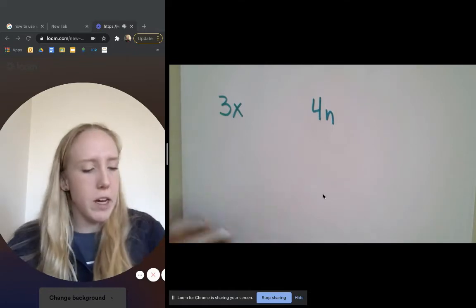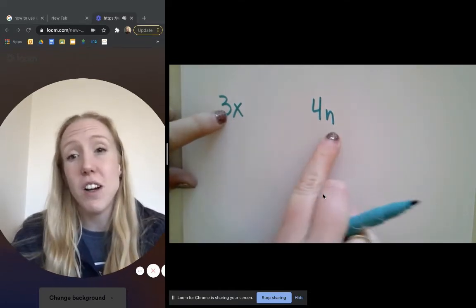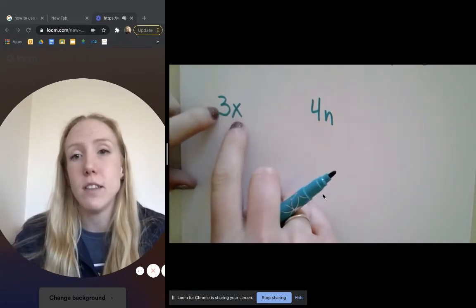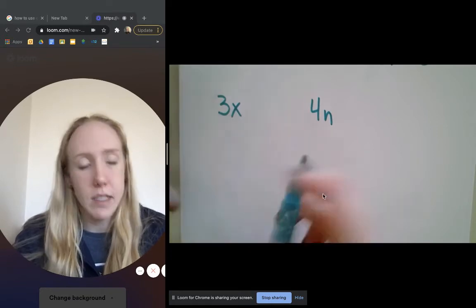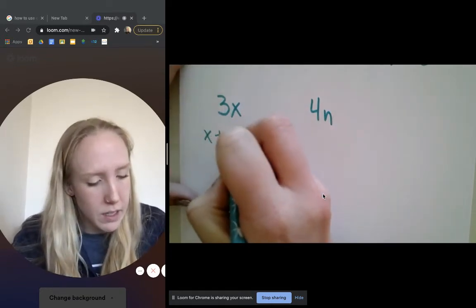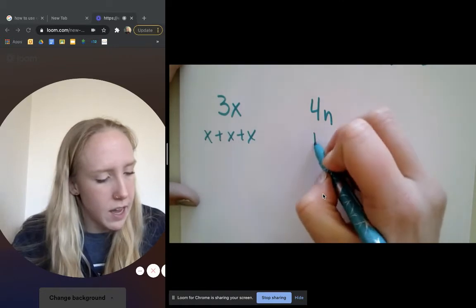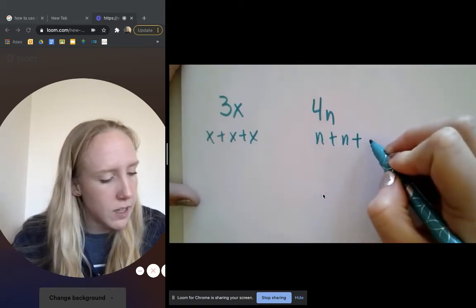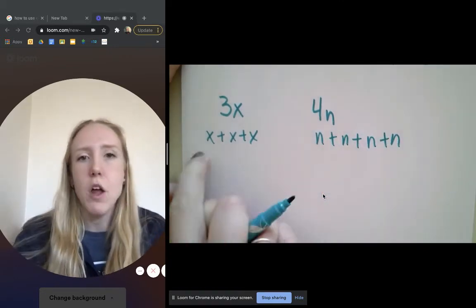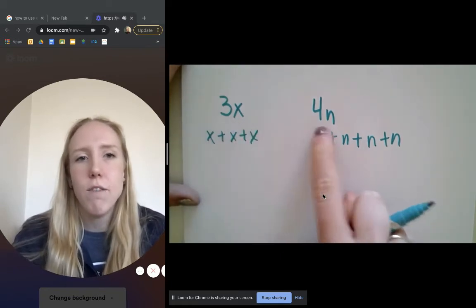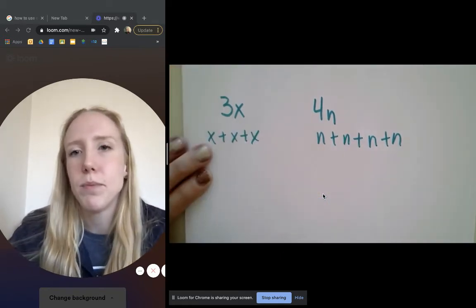Okay. So I just want to remind you that when you have two things smushed together, that is multiplication. Okay. This is saying x plus x plus x, and this is saying n plus n plus n plus n. Okay. 3 x's is 3x. 4 n's is 4n.